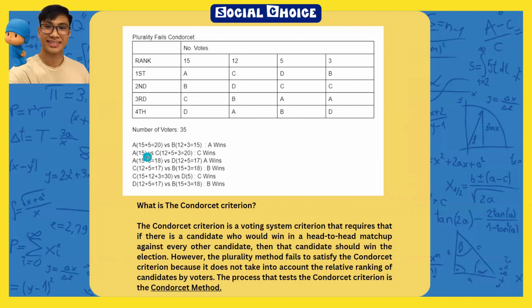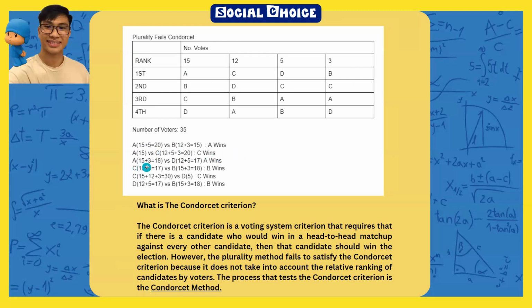So 15 makukuha niya si C. Since mas mataas si C sa lahat ng columns dito, makukuha niya ang 12, 5, at saka 3. So add natin yan. Makukuha ni C is total ng 20. Si A naman, total votes niya ay 15. So dito, mananalo si C.